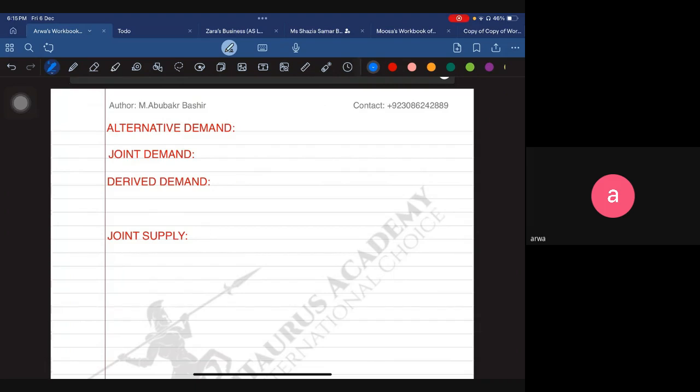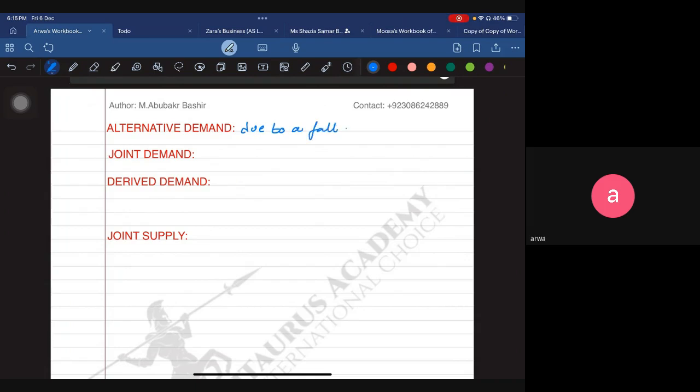Alternative demand. What is it? I think this is talking about substitutes, right? That if, for example, the price of one gets high and increases, there's alternative demand. So one's demand goes low, the other's demand will go high, depending on the prices. Exactly. Right.